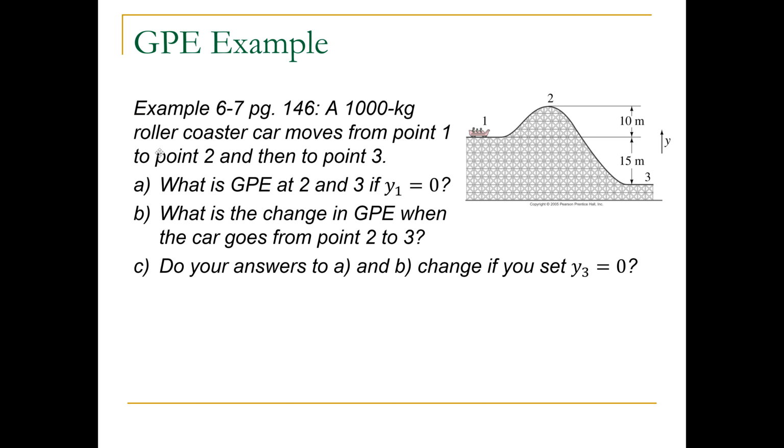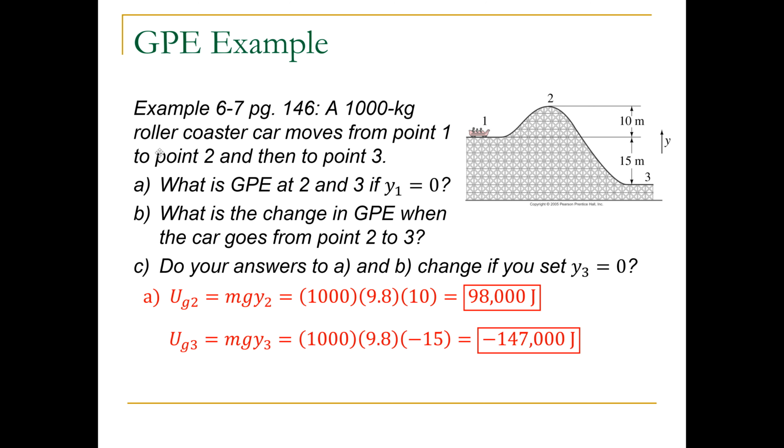All right, so we have our first example. Go ahead and pause and resume when you're ready. So for A, we're trying to find the gravitational potential energy at points 2 and 3 if we set y1 equal to 0. So we're starting at our reference height here. You should get the gravitational potential energy at point 2 as 98,000 joules, and the gravitational potential energy at point 3 as negative 147,000 joules.